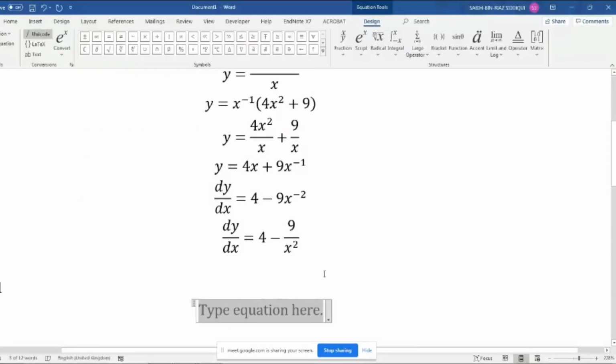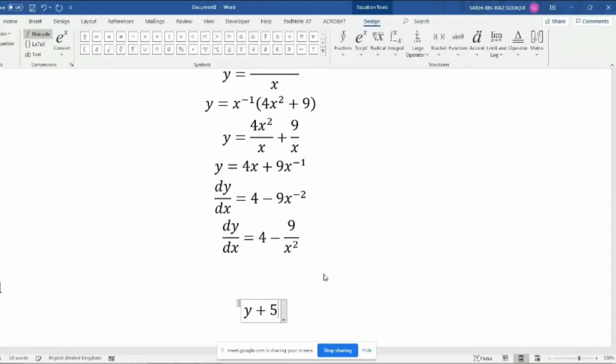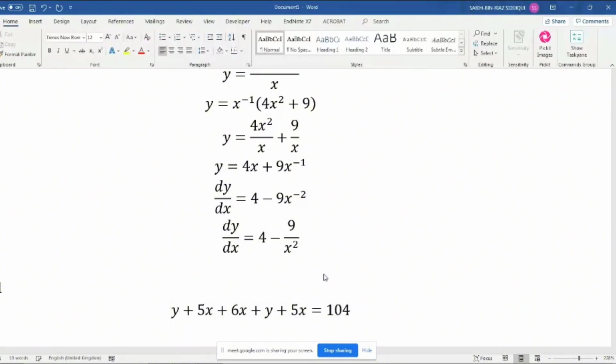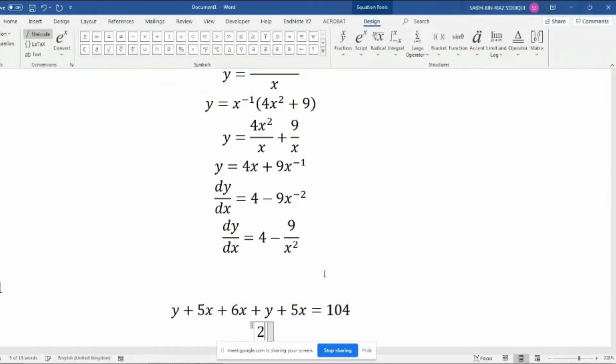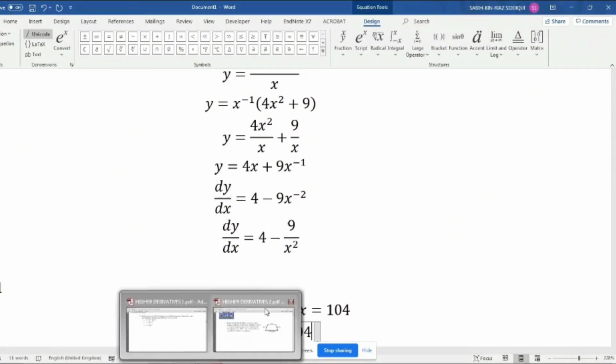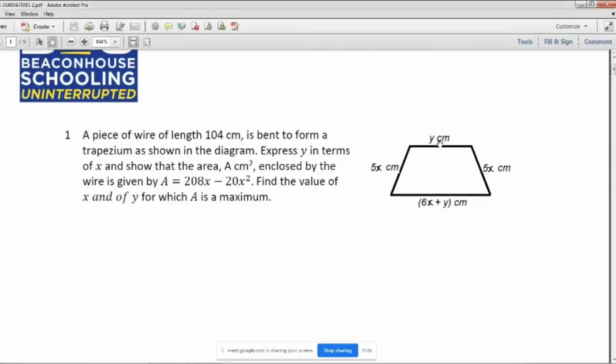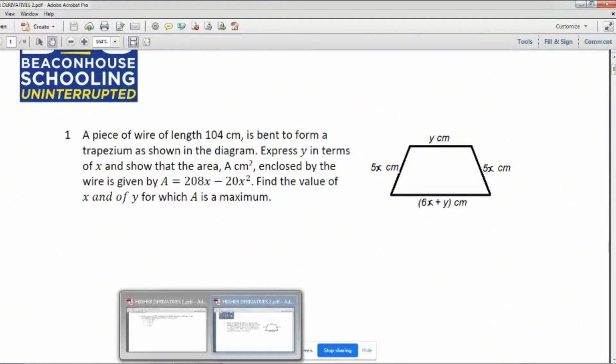So let me write this down. y plus 5x plus 6x plus y plus 5x is equal to 104. And simplify it. What will you get? 2y. Why did you add y 2 times? Okay, wait, Rayan, I'll let you know. Just add all the lengths: y plus 5x plus 6x plus y plus 5x. So ultimately you will get y 2 times, and 16x. Fine? Okay, sir.